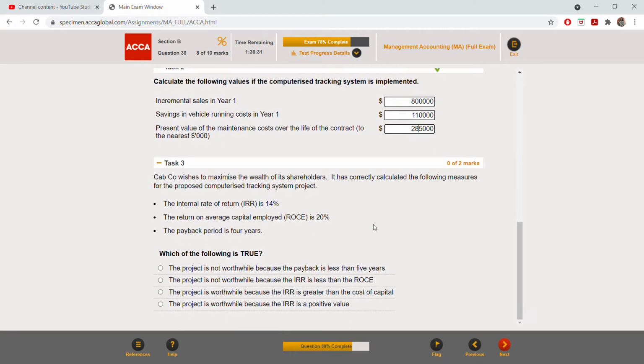Now come to task 3. They wish to maximize the wealth of shareholders. It has currently calculated the following measures for the proposed computer tracking system: IRR 14%, ROCE 20%, payback is 4 years. Which of the following is true?